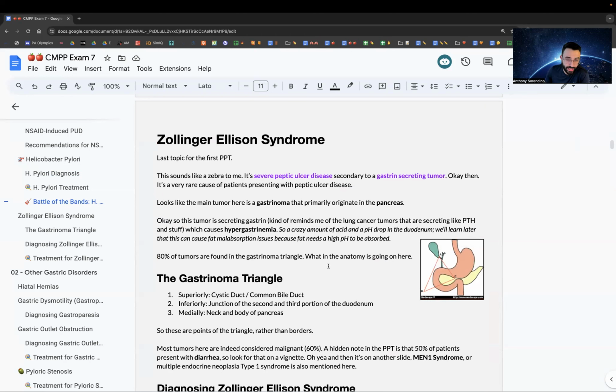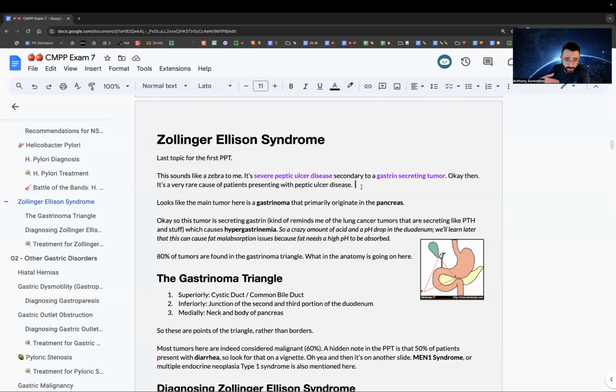So this is a severe peptic ulcer disease secondary to a gastrin secreting tumor. It's kind of like a neoplastic syndrome, where there's a tumor, and it reminds me of the tumors that spit off PTH and have to do with calcium. So it's basically doing that, but with gastrin. It's just putting a crap ton of acid in our body. The main tumor is called a gastrinoma, and it primarily originates in the pancreas in something called the gastrinoma triangle. So yes, you will have hypergastrinemia.